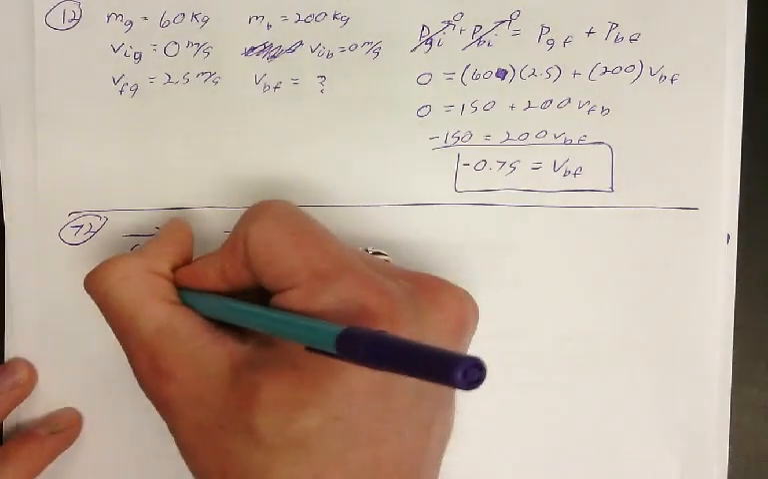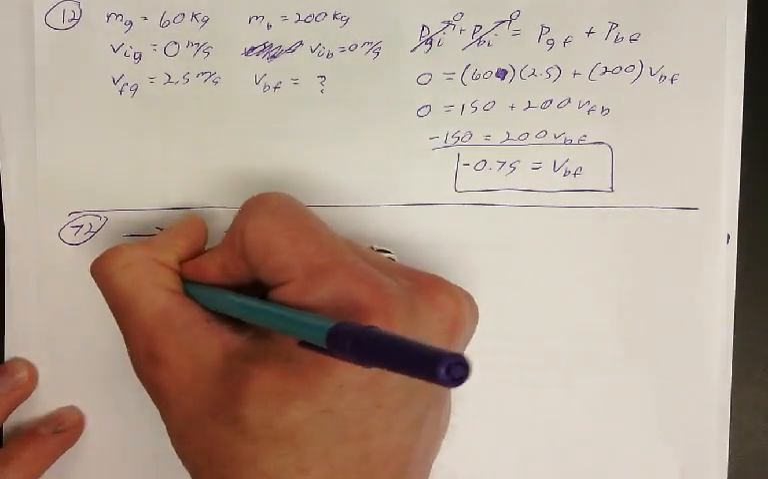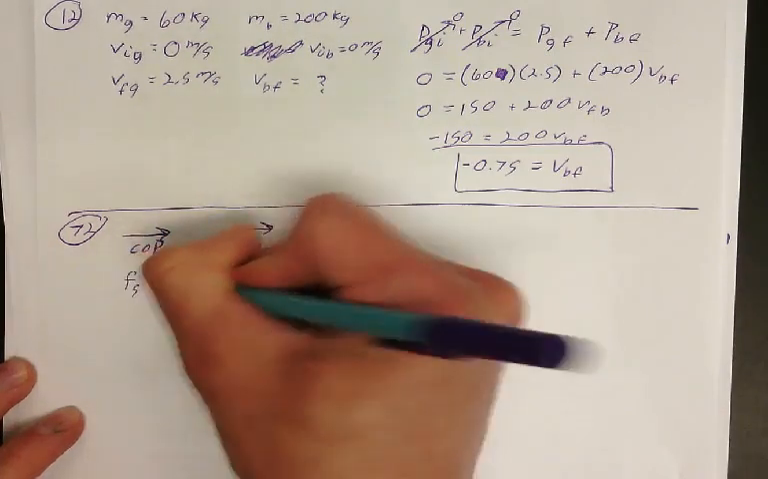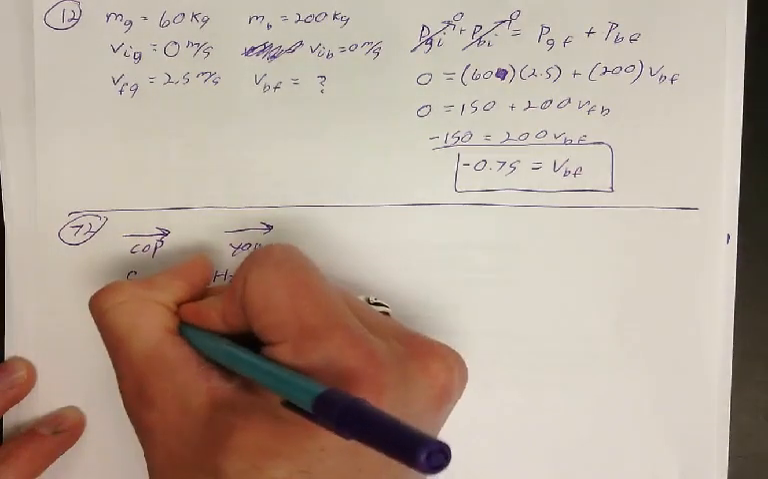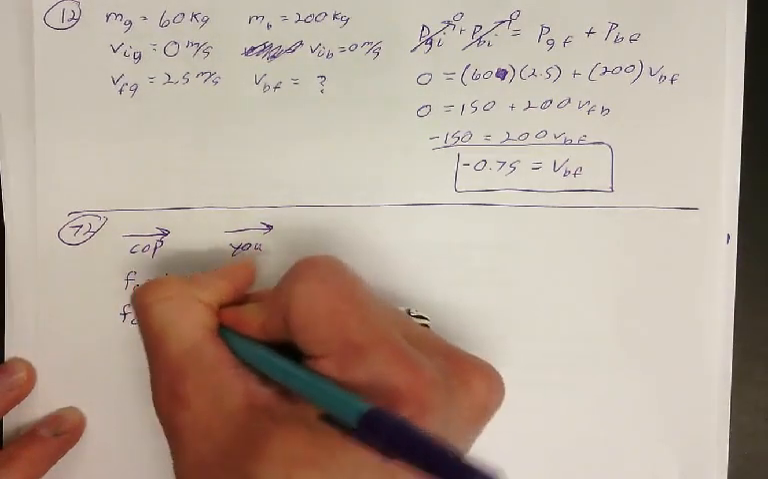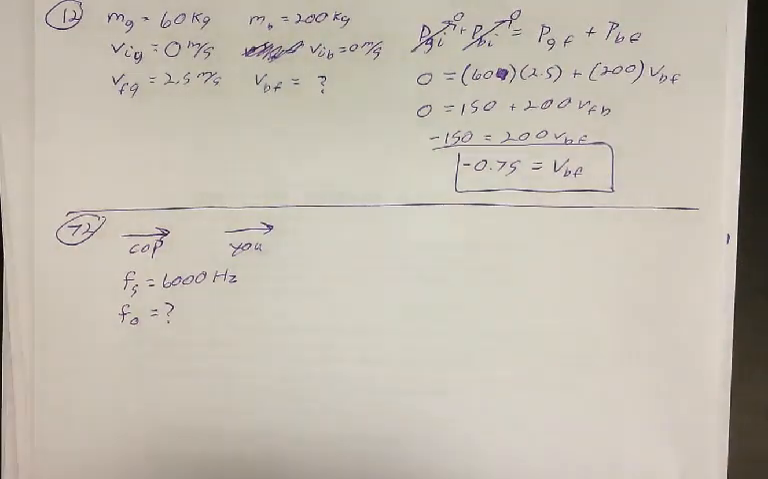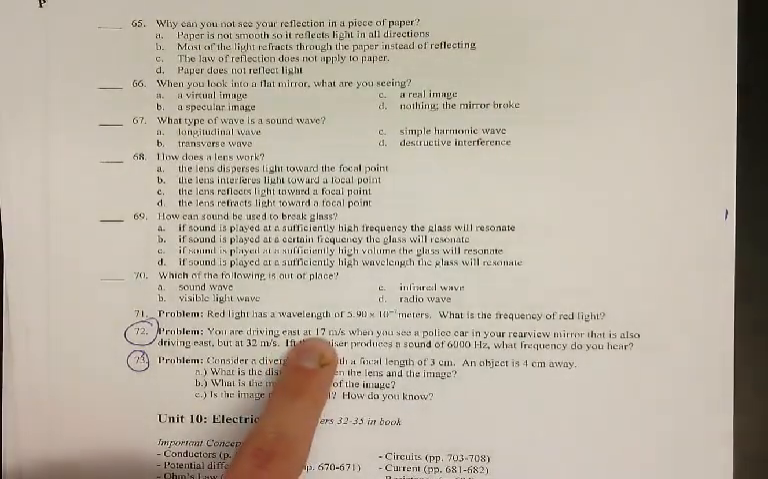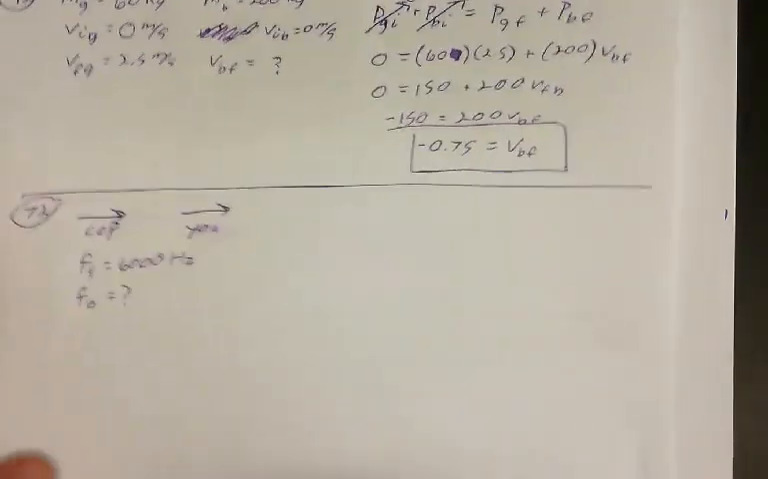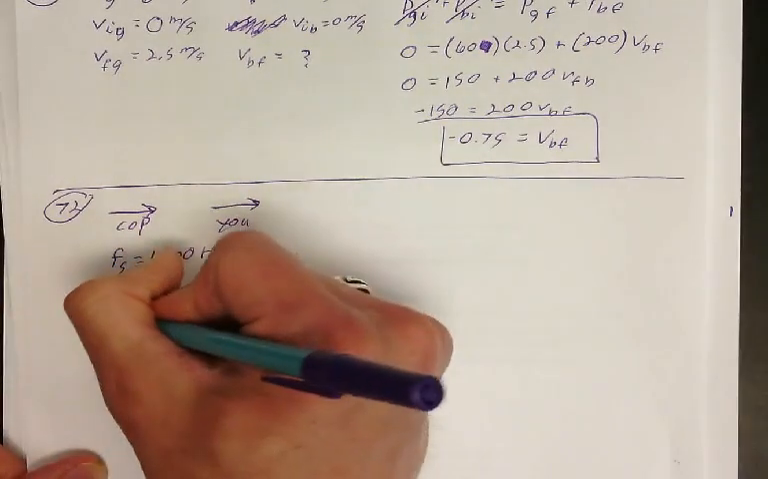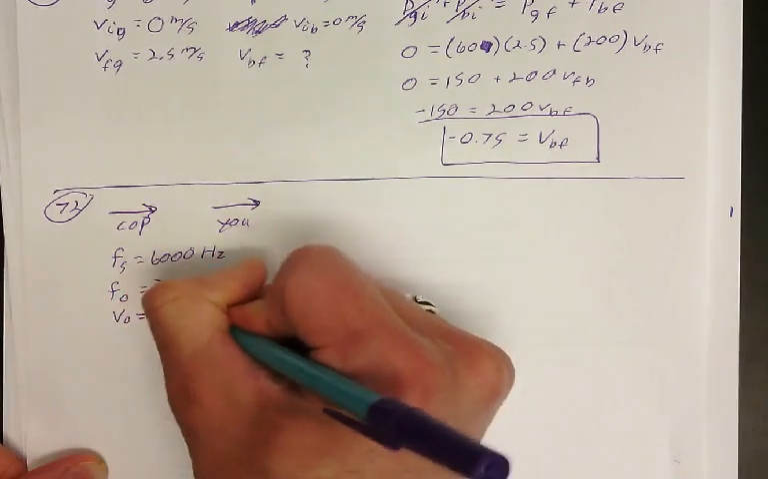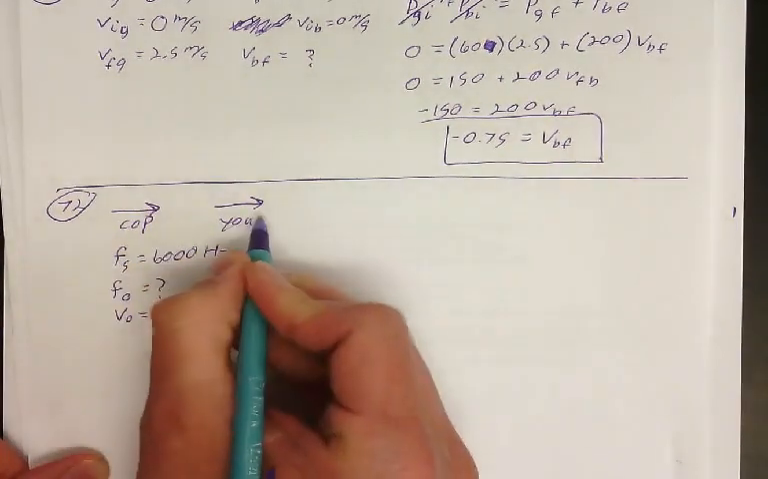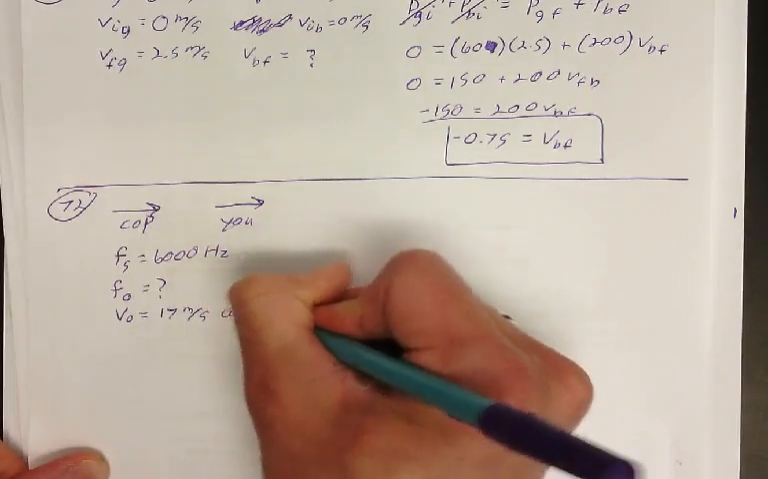So things we know: the sound produced, so the source frequency, is 6,000 hertz. We're trying to figure out what frequency we hear. We know the speeds of the objects. You're going east at 17 and he's going east at 32. So your velocity, you're the observer, your velocity is 17 meters per second, but you are pointed away from him, so yours is 17 meters per second away.